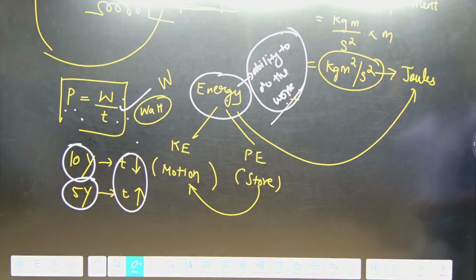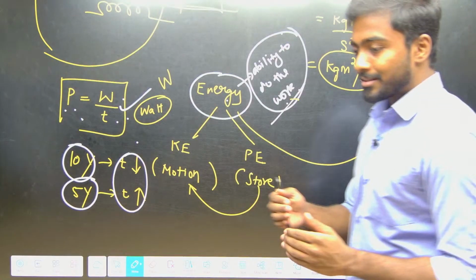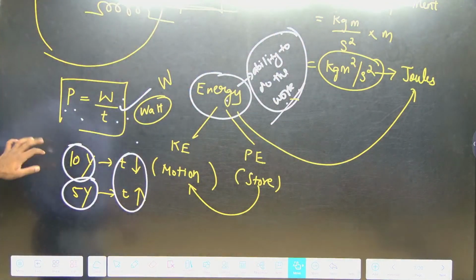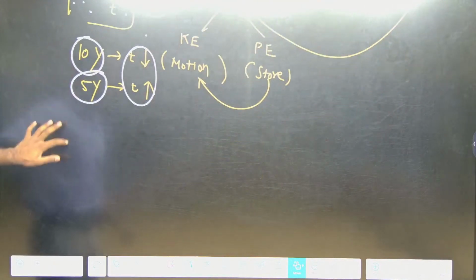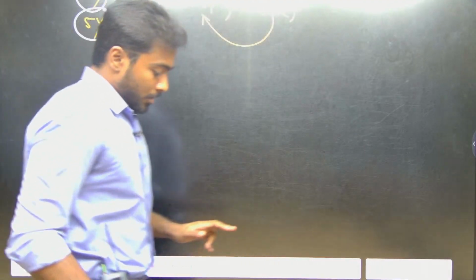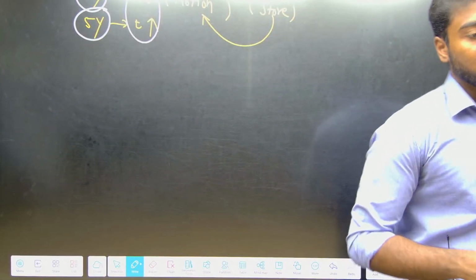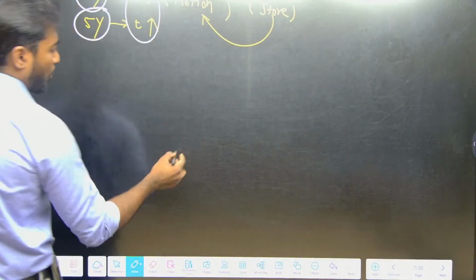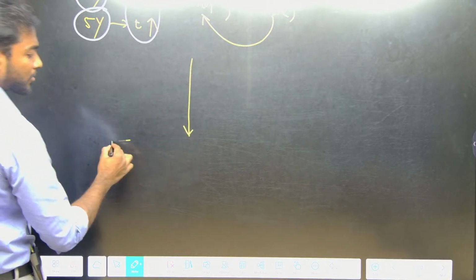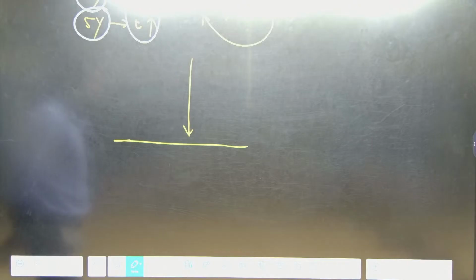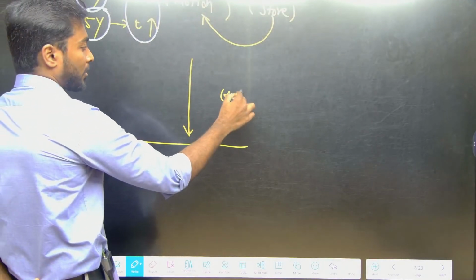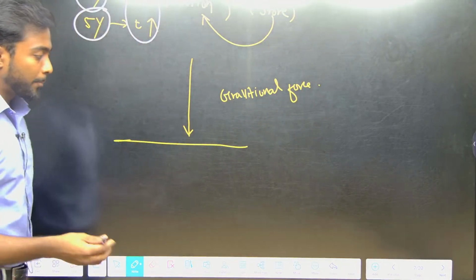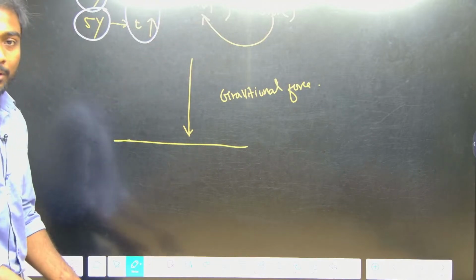These are the basic units of work, energy and power we would have studied in classes 9th and 10th. Then you would have studied the chapter gravitation. Gravitation means a force acting towards the center of the earth. What is that force called? Gravitational force. If I leave this pen, it will go down. Why? It is due to gravity.